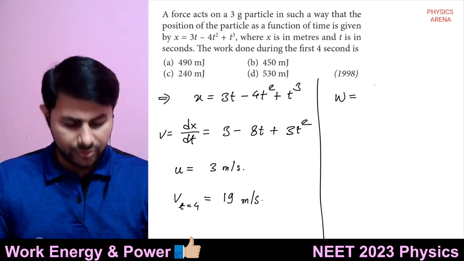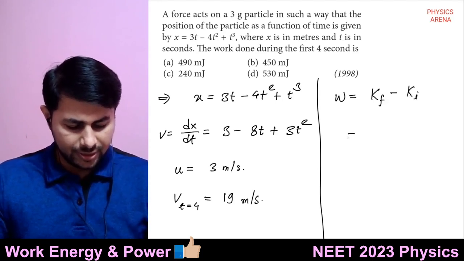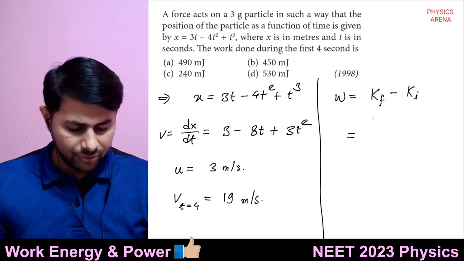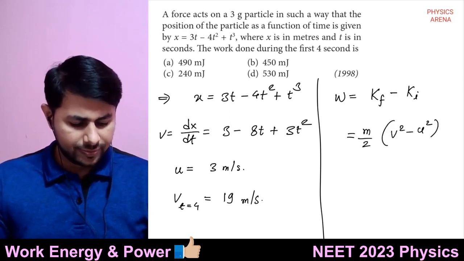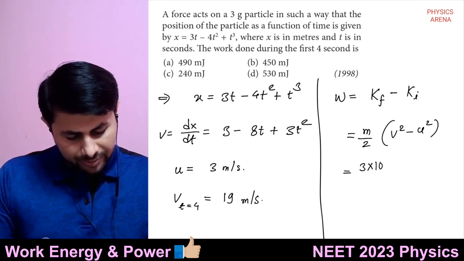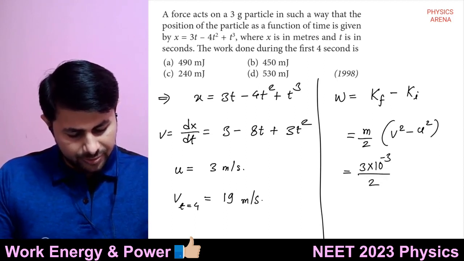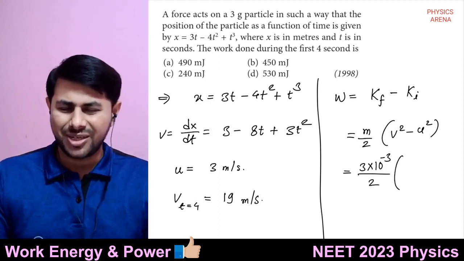Work done is equal to final kinetic energy minus initial kinetic energy. So let's take m by 2 out: m by 2 times (v square minus u square). What is m? 3 grams. So 3 multiplied by 10 raised to minus 3, divided by 2, times 19 square. What is 19 square?